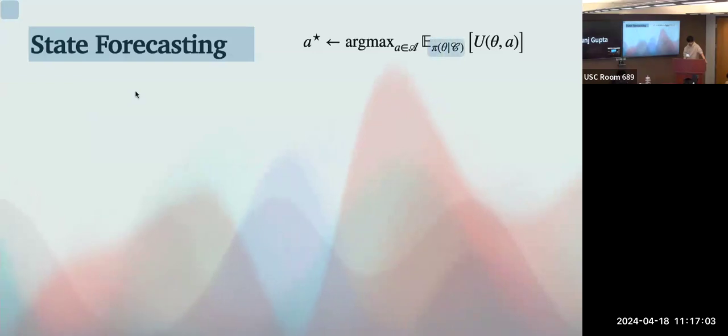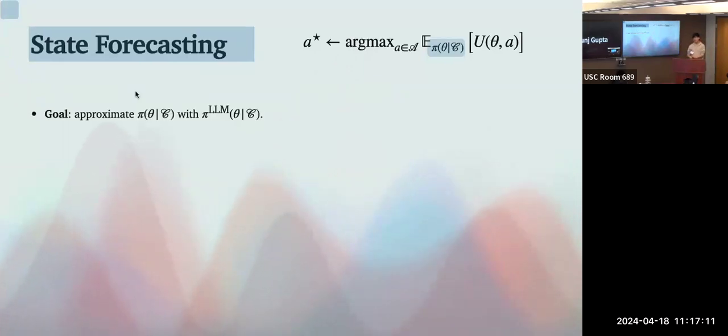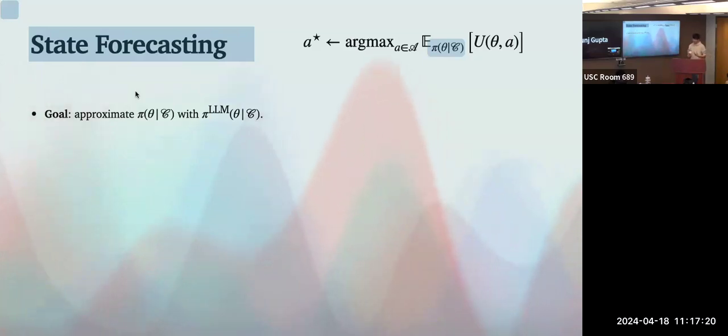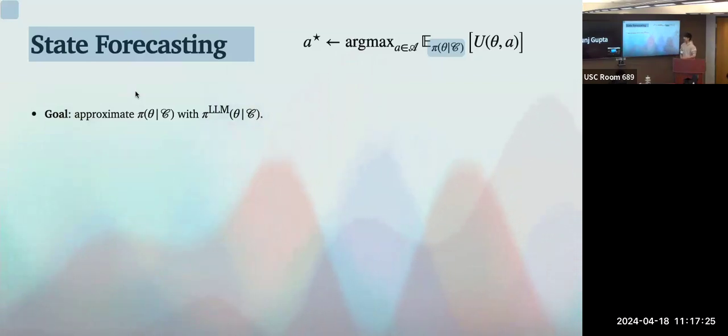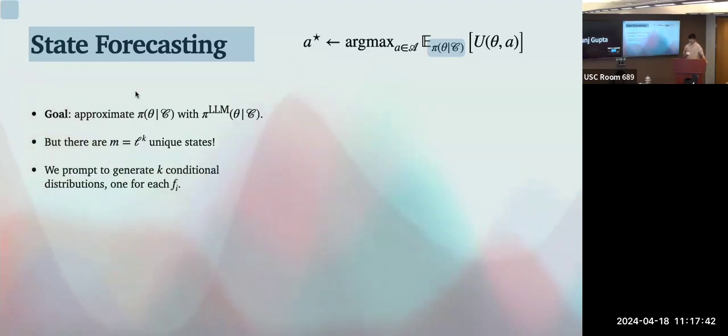This part is concerned with state forecasting, which is essentially that given a set of context and a set of states, what is the probable distribution of the states with which we should be computing the expected utility. Let's assume that there is a ground truth state distribution pi theta conditioned on C, and we're going to try to construct an approximation of the distribution by prompting the LLM. But this state space is kind of large, right? Because we have k factors, and each factor can presumably take on L states. So this space is exponential, and this is kind of challenging.